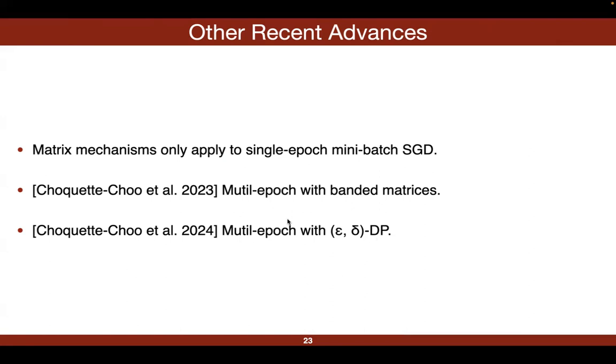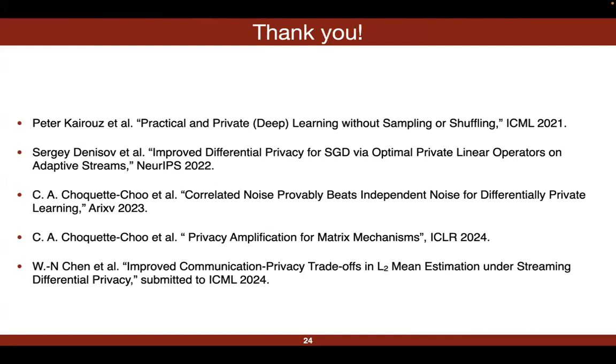Also recently, they proposed another privacy amplification by subsampling. This allows multi-epoch participation, but it only holds for epsilon-delta DP. So I guess I will stop here. And these are the main references I covered in this talk.